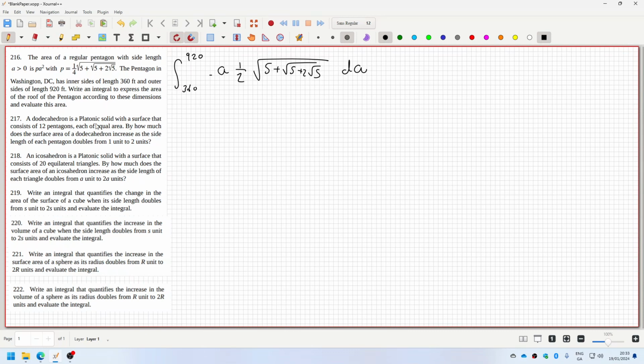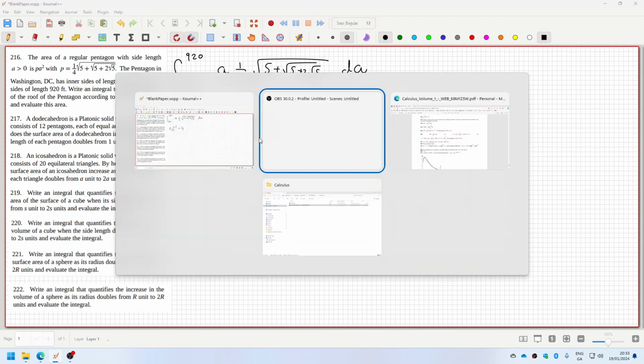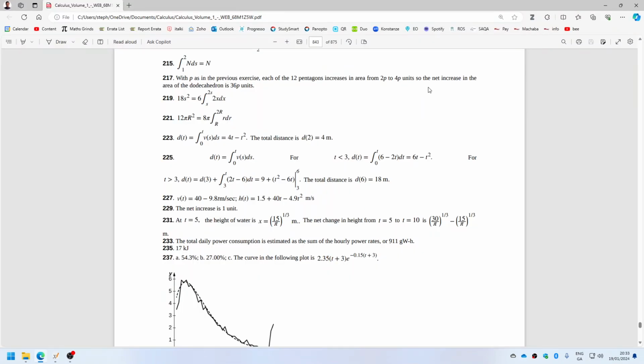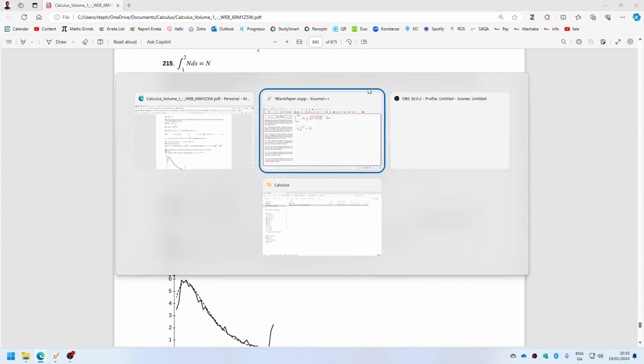A dodecahedron is a Platonic solid with surface area consisting of 12 pentagons, each of equal area. By how much does the surface area of the dodecahedron increase as the side length of each pentagon doubles from 1 to 2? I think because it's a doubling and it's an area, the increase would be doubling squared, which is 4. So let me just check the answer at the back here. Yeah, so the area increases.